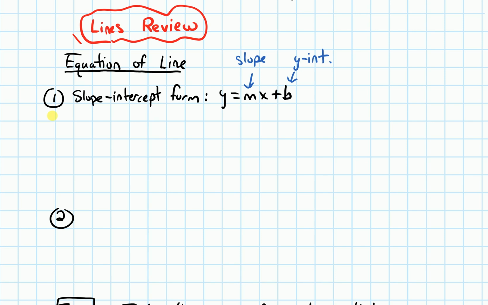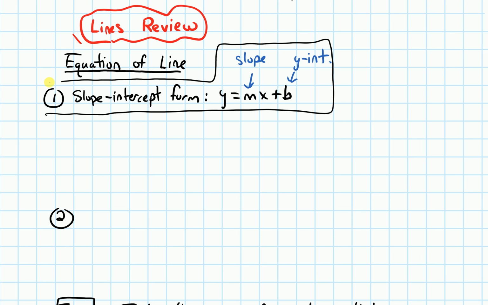Okay, so I'm going to box this. This is slope-intercept form. This is usually the form that people learn first, and it's the form that usually people are most comfortable with. So there's one other common form that I also want to write the equation of a line in.